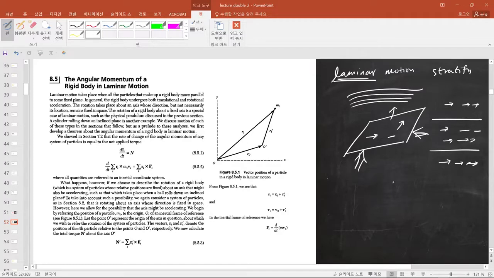Okay, so a typical example is just a planar object rotating about the z-axis, and then all the points move parallel to this, or this could extend. Still, if you consider a rotation, for example, about the center of mass, then all the particles will move parallel to this plane, the xy plane. Okay.